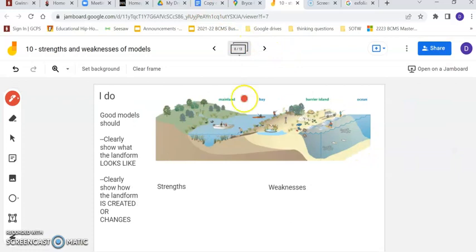This is the model you looked at previously of a barrier island. I left the advice over here so you can remember it. And let's talk about strengths and weaknesses of that model. So when I look at that, let's start with strengths. Strengths are things the model does well, that the creator of the model did well.